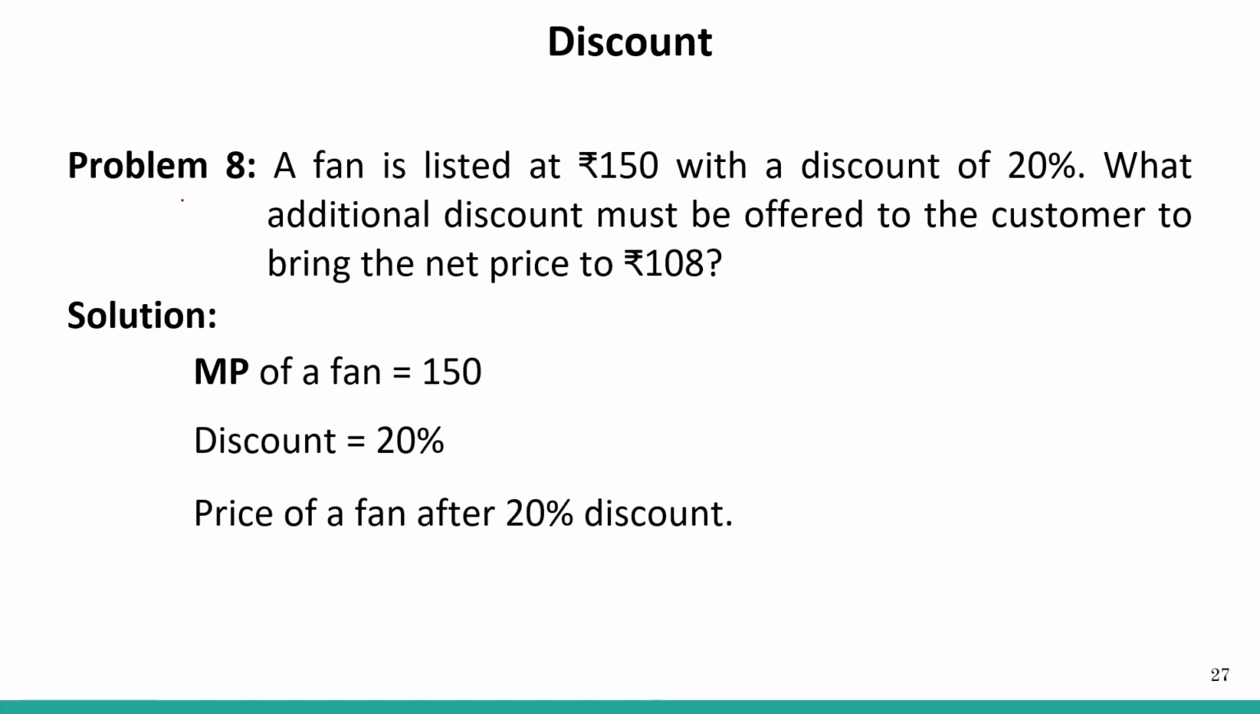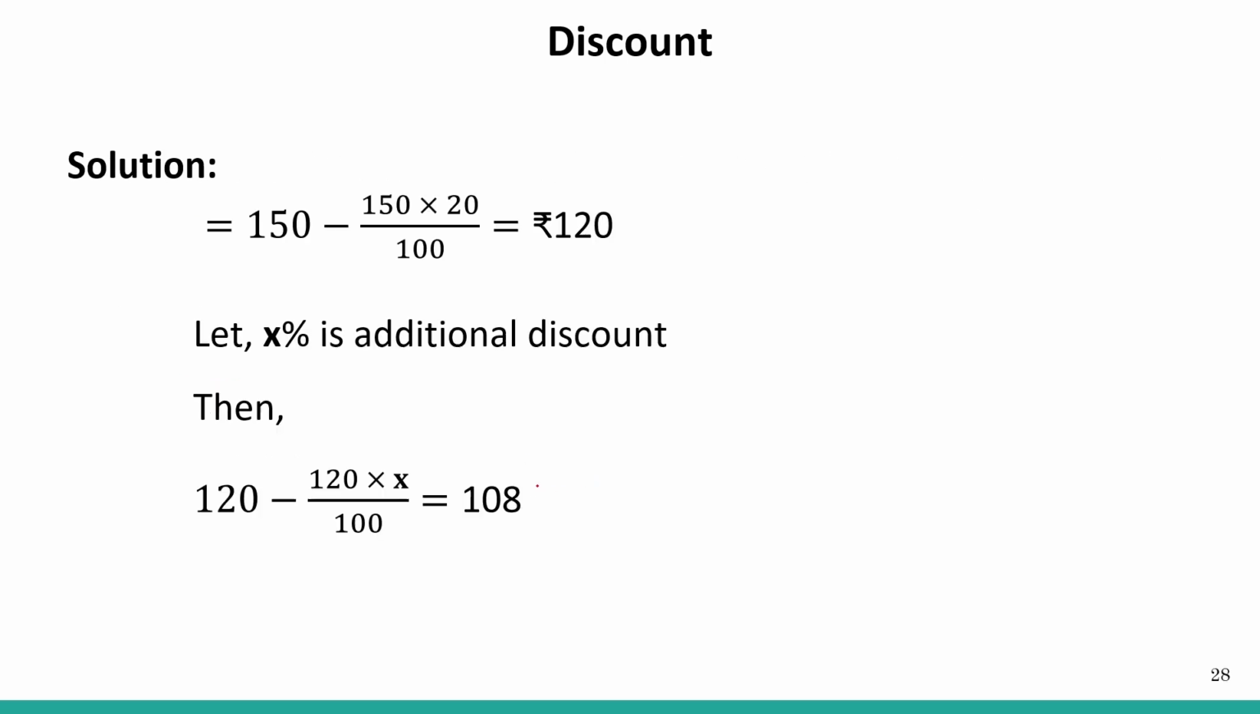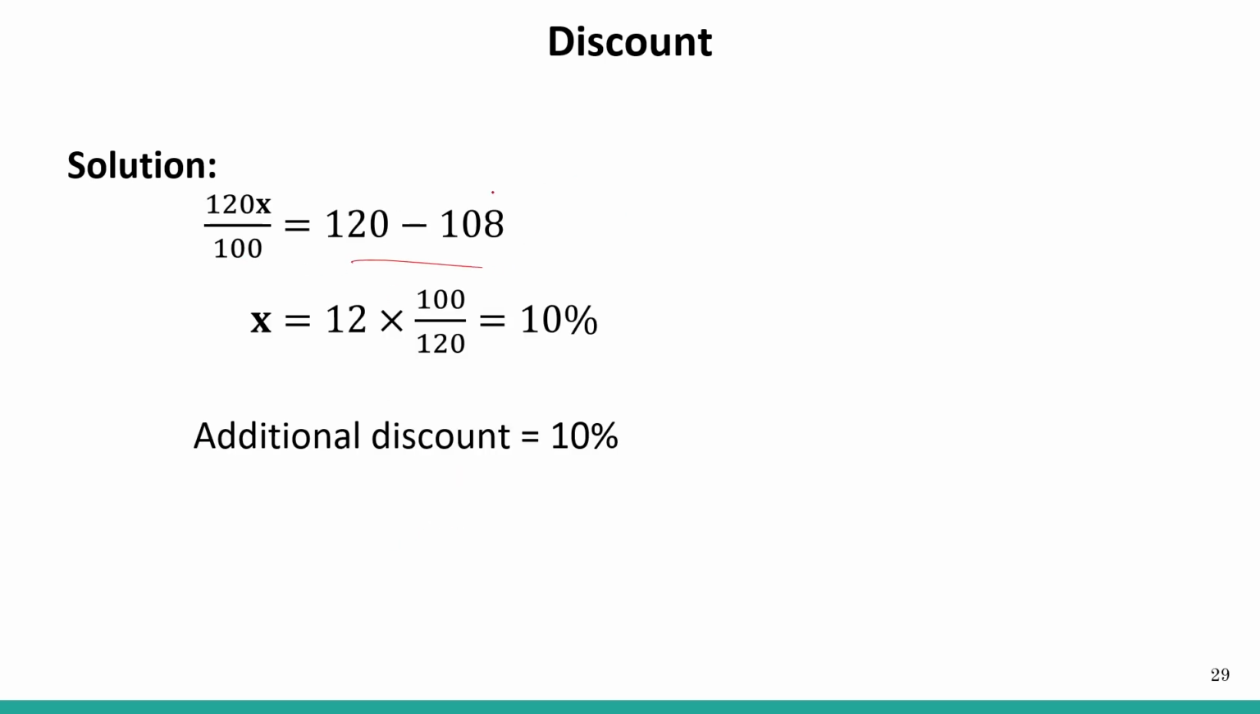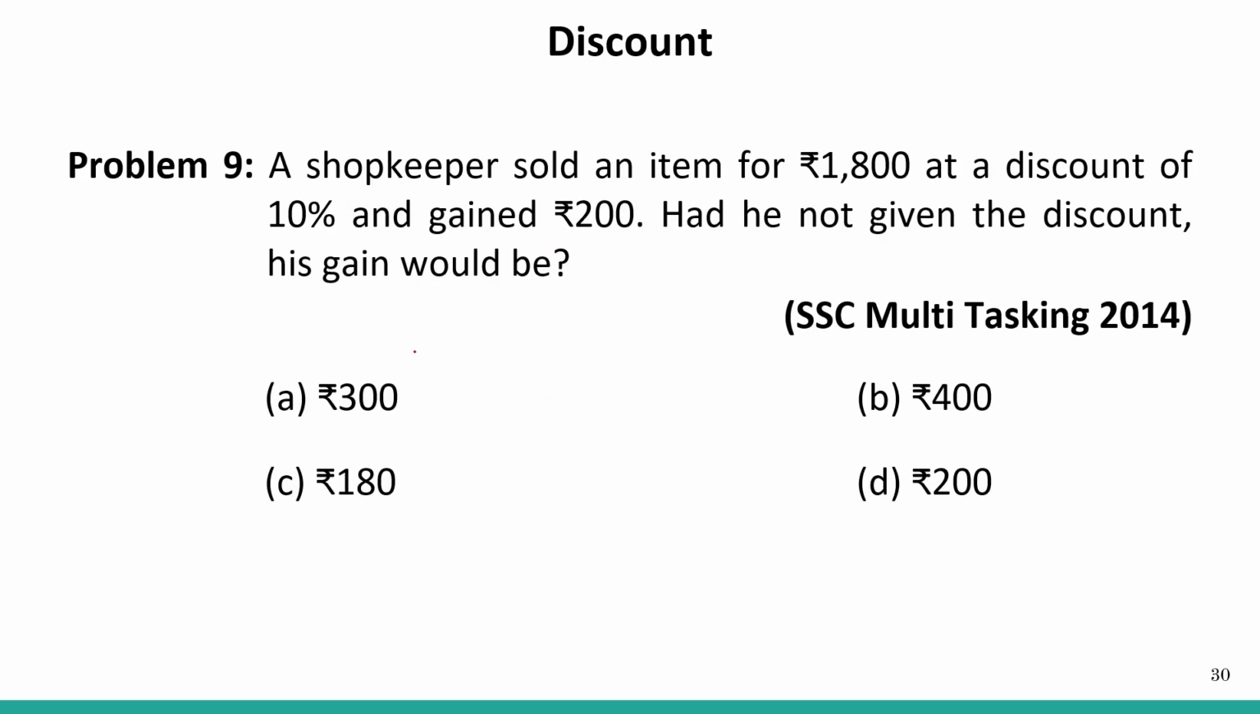Let's see problem number 8. So let's see its step-by-step solution. So the mark price of the fan is 150 rupees and the discount is 20%. So the price after 20% discount is 150 minus this much amount. So 120 remains. So with x percent additional discount, 120 minus 120 into x by 100 is equal to 108. So x is equal to 12 into 100 by 120, which is 10%. So the additional discount is equal to 10%.